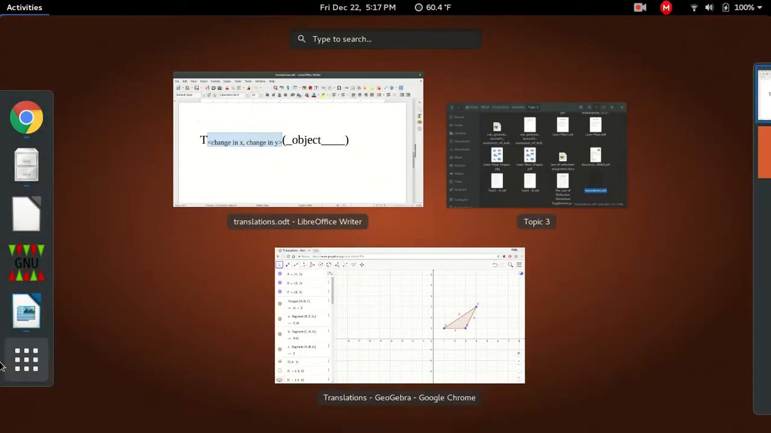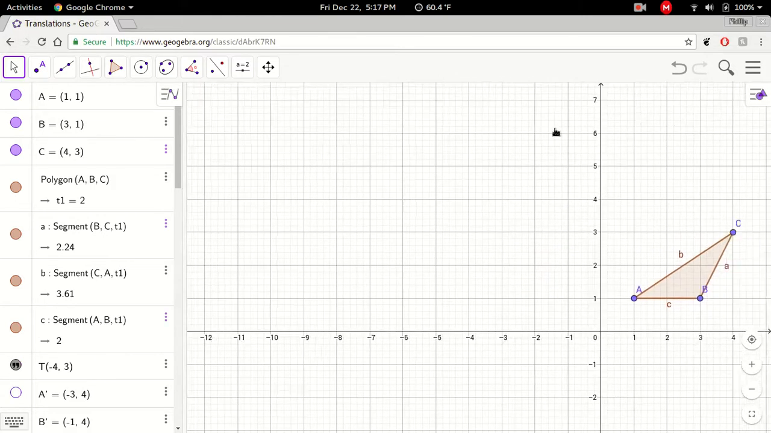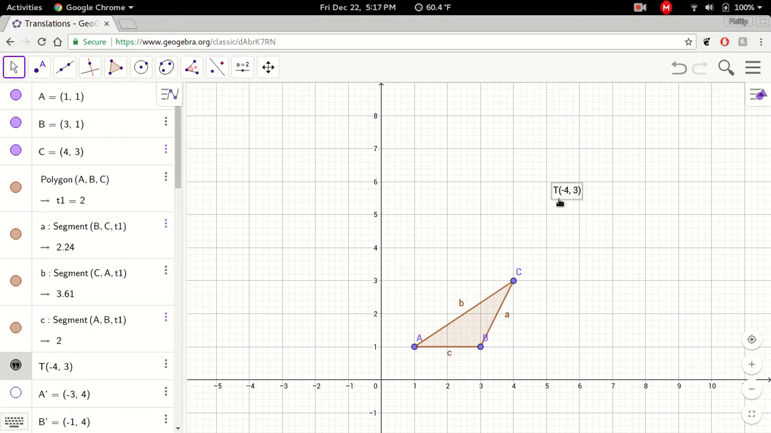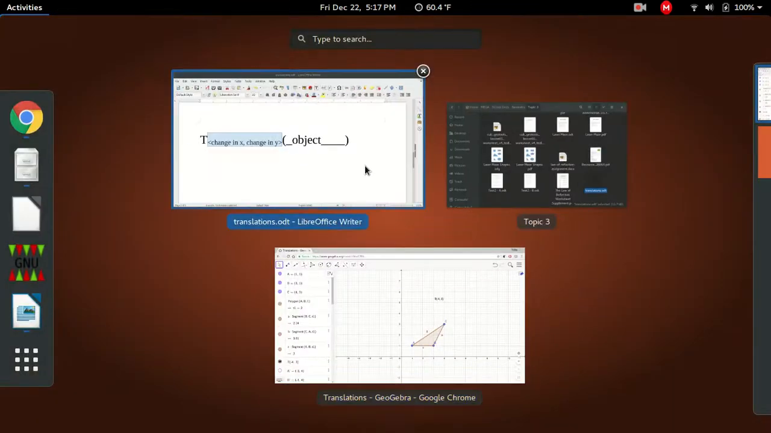So if we go back to our graph sheet, we're dealing with this object here. This is the triangle ABC. We have our points here. We are going to do this translation. We're looking at the translation -4, 3. So what this means is every coordinate has an X coordinate and a Y coordinate. All of the X coordinates we are going to reduce by 4, and all the Y coordinates we're going to increase by 3.